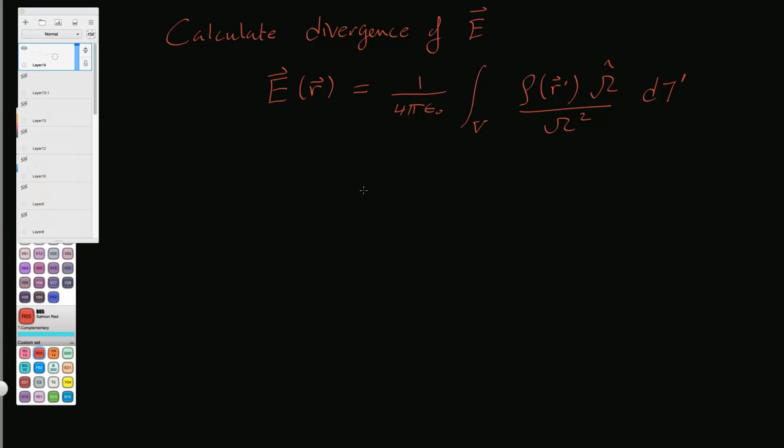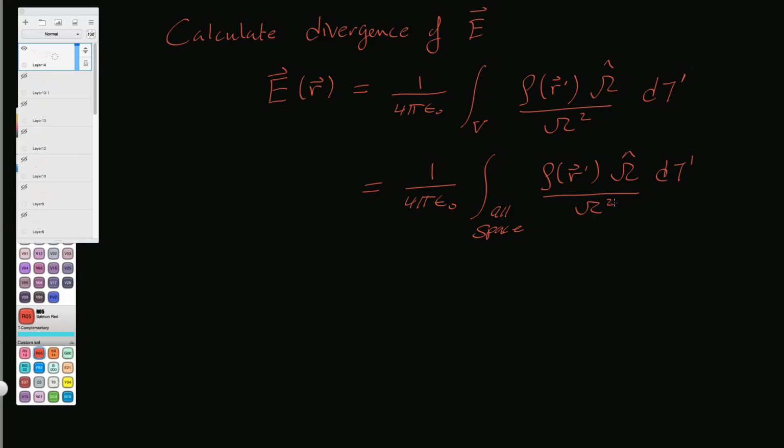Okay. So we're going to say 1 over 4 pi epsilon naught, integral over all space, and the same stuff, right? It's just that I want to change the limits. Omega hat, d tau prime over omega squared. Okay, good.